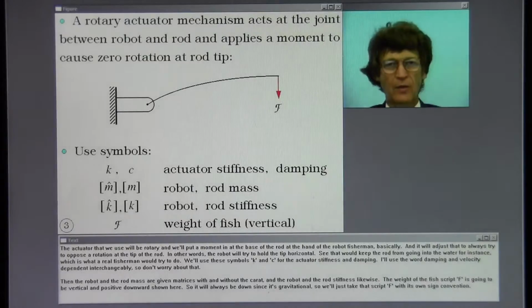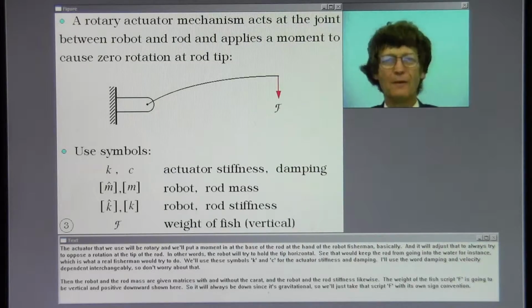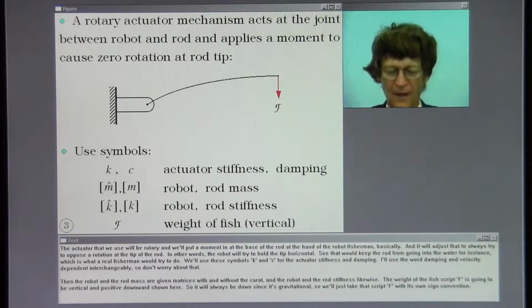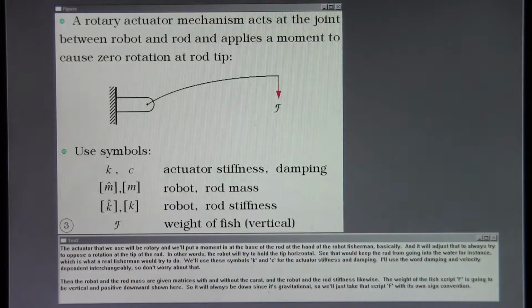The actuator that we use will be rotary, and we'll put a moment in at the base of the rod at the hand of the robot fisherman, basically. And it will adjust that to always try to oppose a rotation at the tip of the rod. In other words, the robot will try to hold the tip horizontal. You see, that would keep the rod from going into the water, for instance, which is what a real fisherman would try to do.